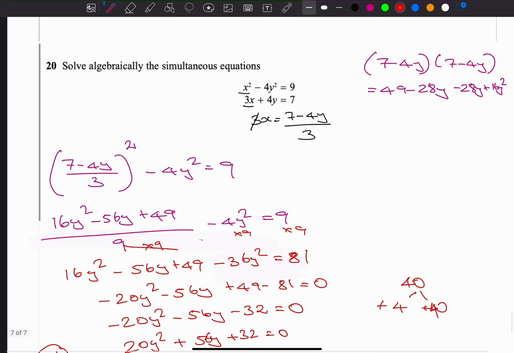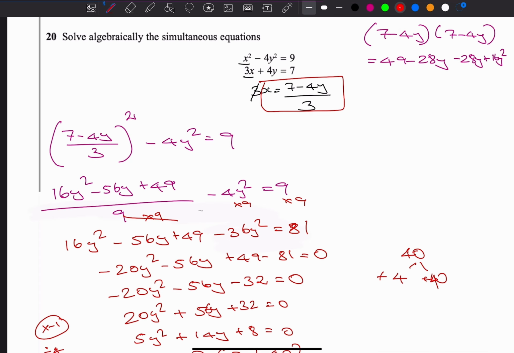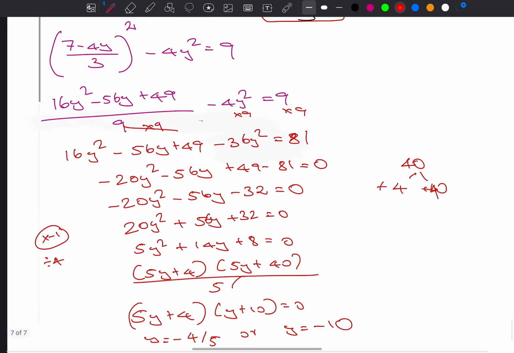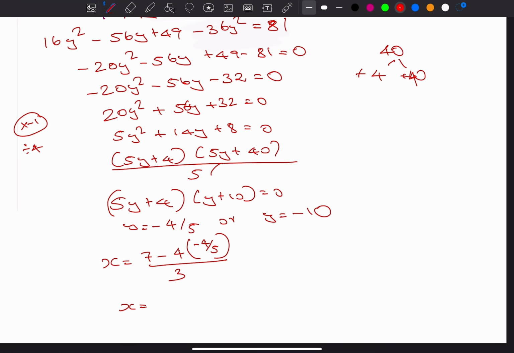Then you have to find the x value. Where's the one I made the subject? Here it is. 7 minus 4y over 3, this one, right? x is 7 minus 4 bracket y, minus 4 over 5, divided by 3. And what is x? 7 minus 4 bracket minus 4 over 5, divided by 3, which will make it 17 over 5.